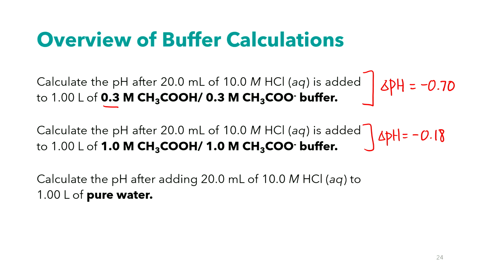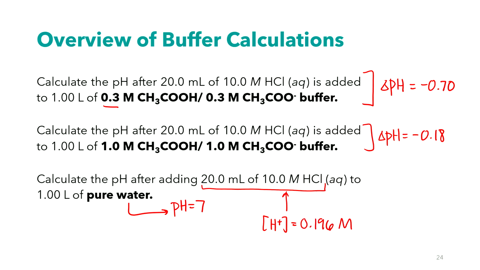And then I'm going to compare it to what if I had just had pure water starting at a pH of 7, and then I added in 20 mLs of 10 molar HCl. That would have started me at pH of 7, because that's just pure water. If I had then put in 20 mLs of this 10 molar strong acid, that would have given me an H+ concentration of 0.196 molar, and the pH of that would be 0.71. So without a buffer, putting in that H+ would have moved us from pH 7 down to a pH of 0.71. So 6.3 units of pH change.